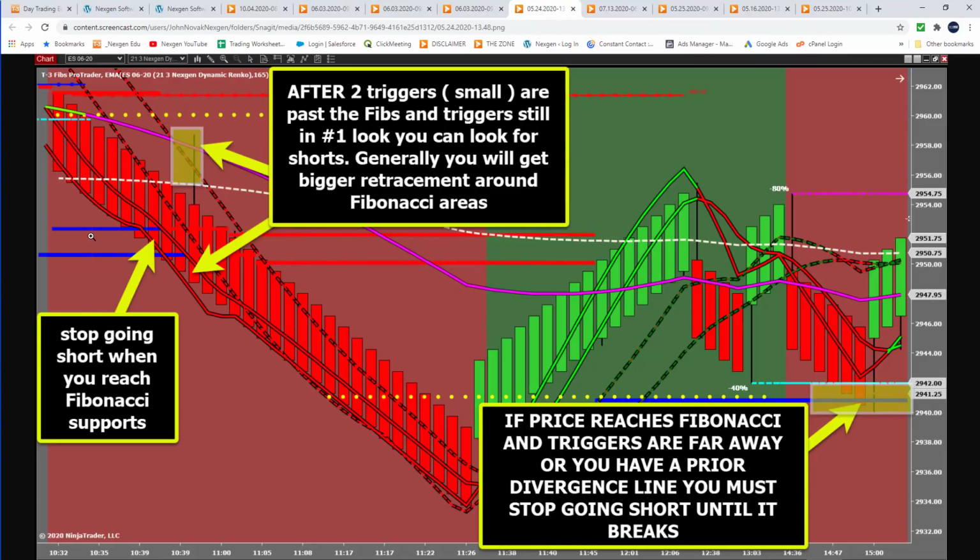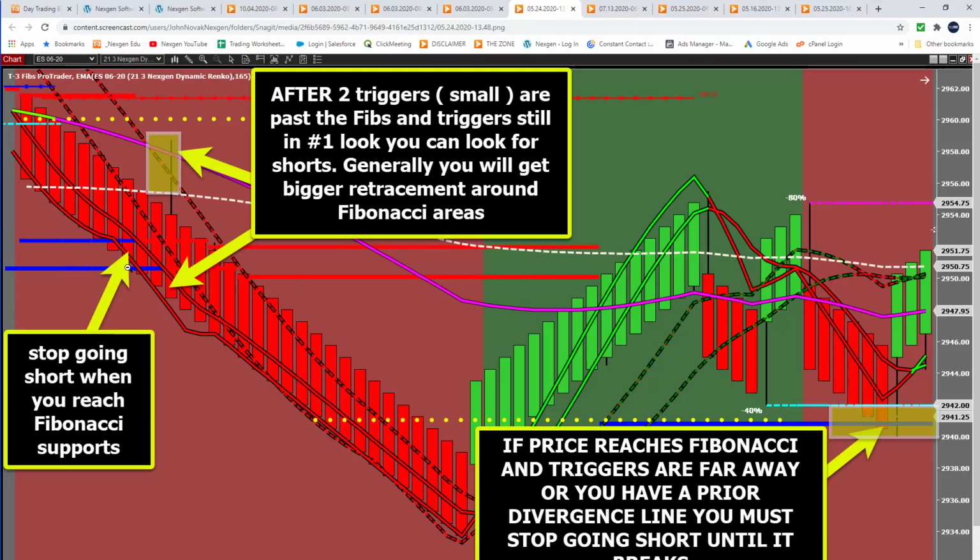So again, look, sometimes termination conditions start off as a fib area that may hold, but then eventually if the fibs break, we're going to continue trading with the trend. So we're going to treat a breakout the same way we're going to treat an area holding and rolling. Okay? Both of these situations are going to give us the next trade high probability.